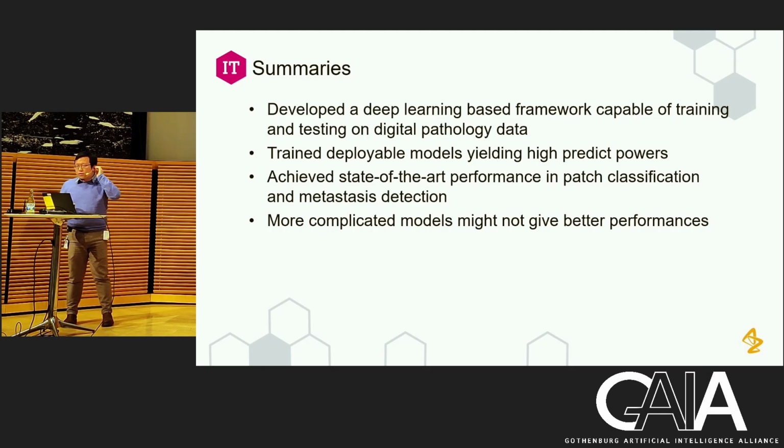In summary, for this work, we developed a deep learning-based framework capable of training and testing digital pathology data. The models we trained are deployable and show high predictive power. They achieve state-of-the-art performance in patch classification and metastasis detection. Interestingly enough, it turns out more complicated models might not give the best performance. By combining hard negative mining and dynamic sampling, we actually achieve better results with a less complicated architecture.